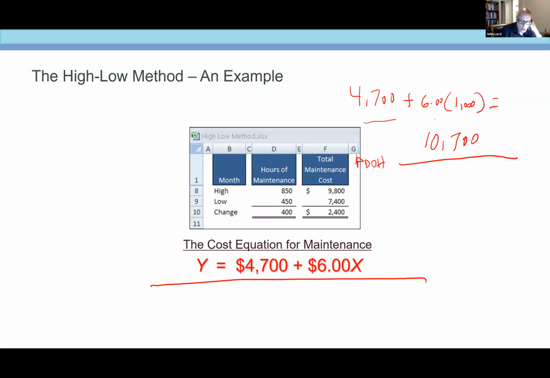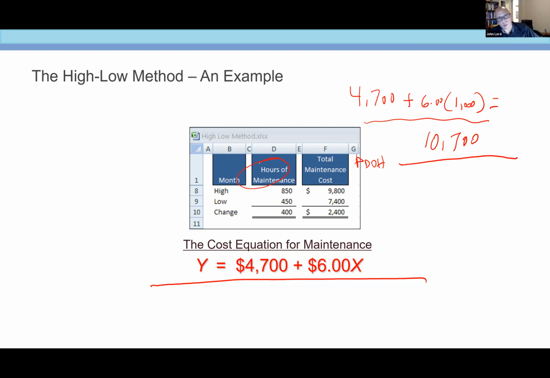I'd say my total costs are going to be 10,700. I want to come up with a predetermined overhead rate per direct labor hour, right? Per hour of maintenance, whatever. Would you divide it by $6? No. I would divide it by something, not $6. I want to know how much per hour.